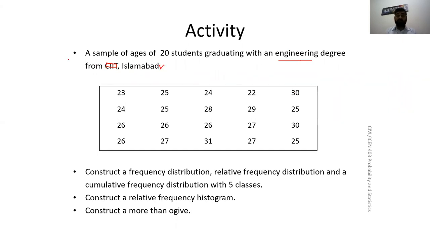So in some university there are 20 students who are graduating. So these are their ages, a sample of ages of 20 students. This is the raw data. You have to construct a frequency distribution, relative frequency distribution, and cumulative frequency distribution with 5 classes.